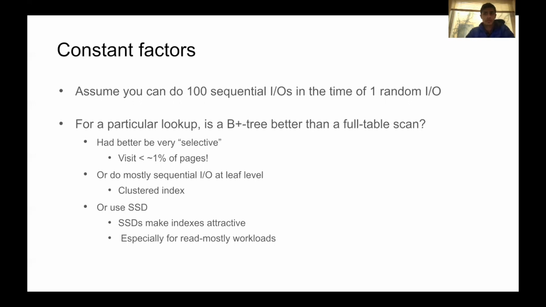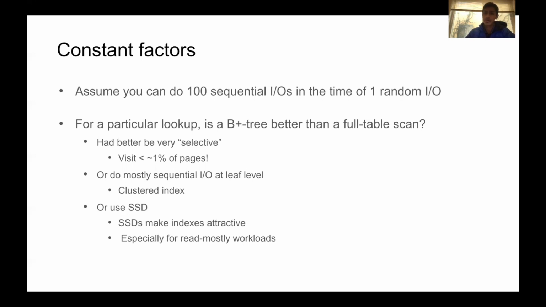But there are times when a full table scan is better, and that's typically if you have an unclustered index at one level, which would result in a lot of random IOs. And if you have an unclustered index and you're trying to scan a range that's like half or a third of the table, then sometimes a full scan might just be better.